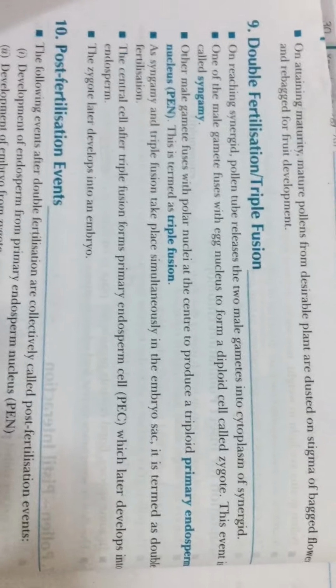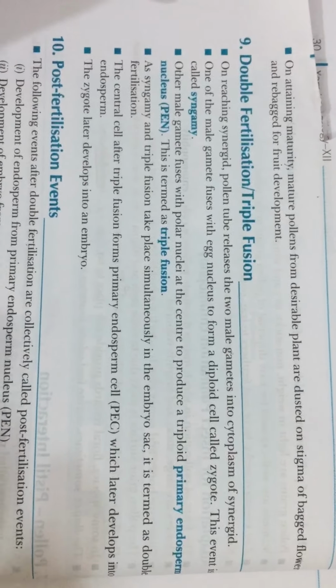So because these two fertilizations, syngamy and triple fusion, take place together within one embryo sac, this is referred to as double fertilization. You can see the process in the diagrams, figure number 2.12, and next is 2.13. So let us now discuss the process of artificial hybridization.